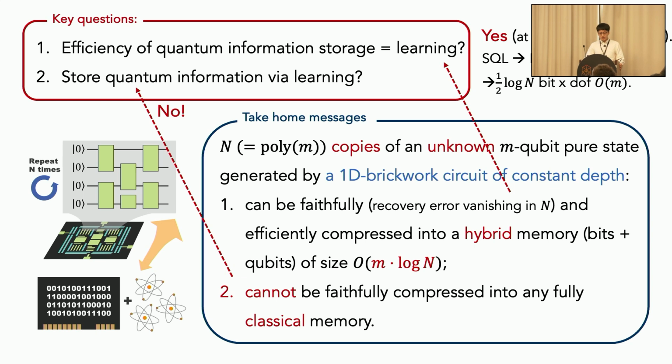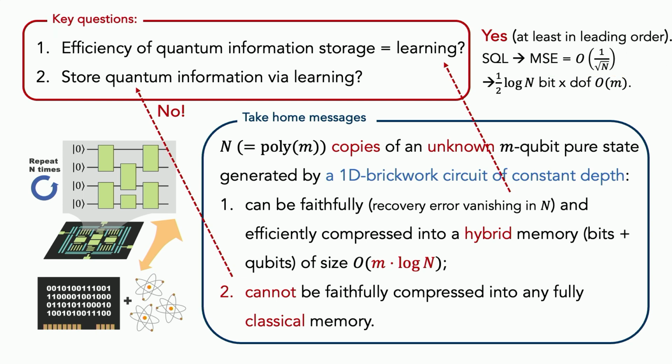The second question would be no, because apparently if you attempt to store quantum information, if you could store quantum information by just learning them, then essentially you are contradicting this result by showing that you actually have a way to compress these states into fully classical memory, because by learning, you're collapsing the quantum states into fully classical bits. Okay, so with all this, let me get into a bit more details.